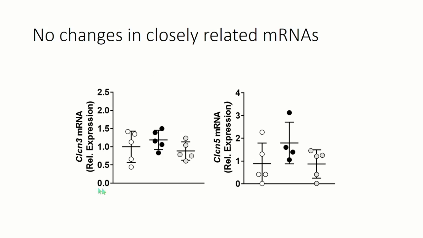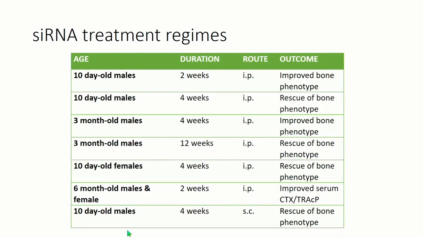It's also specific because not only it doesn't affect the normal gene, but it doesn't affect also closely related genes, such as the CLCN3 and 5. So it seems very specific.